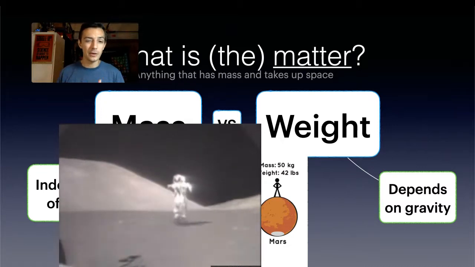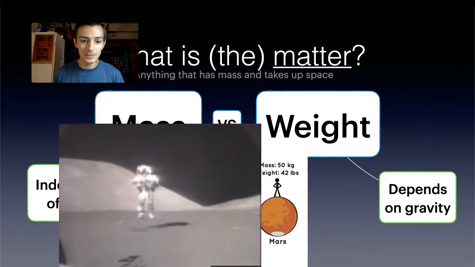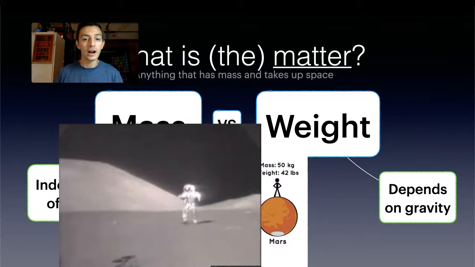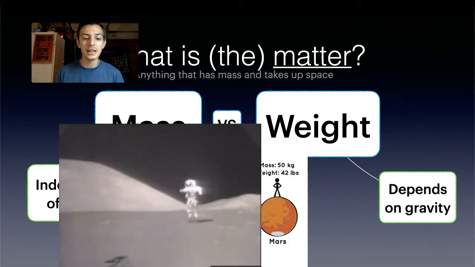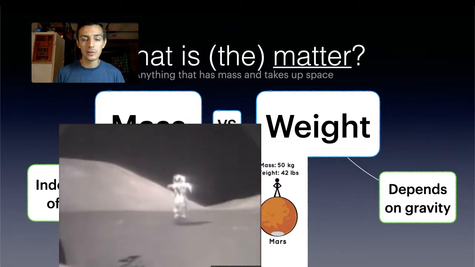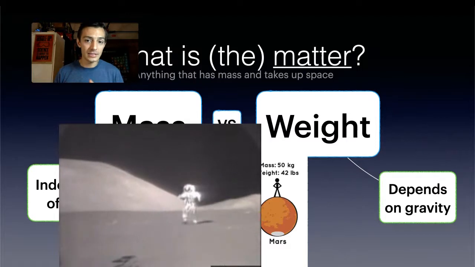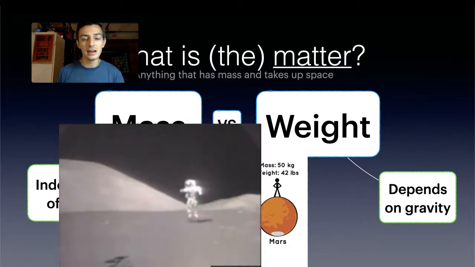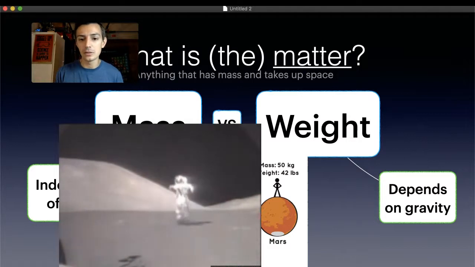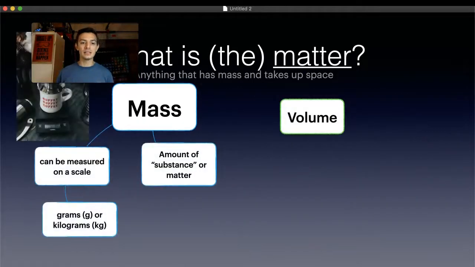I would weigh about 1/5 of my body weight. So there's pictures of astronauts trying to walk on the moon. You can't really walk on the moon very easily, especially in a big suit, but you sort of float along on the moon because the gravity is so little. So that astronaut still has the same mass as when he left the planet, but he has a different weight when he's on the moon. So that's the difference between those two concepts.